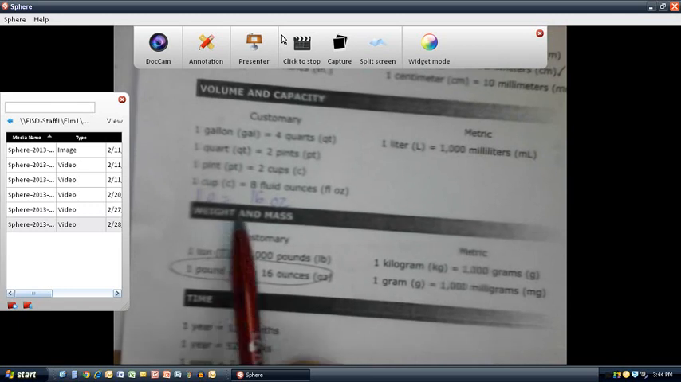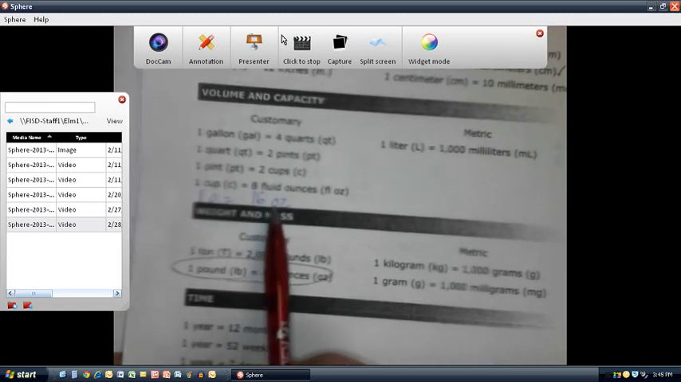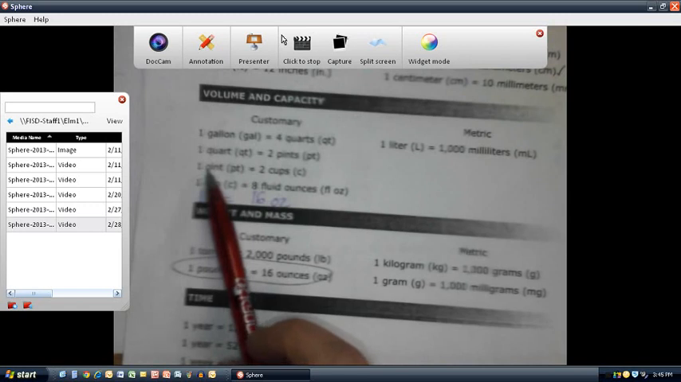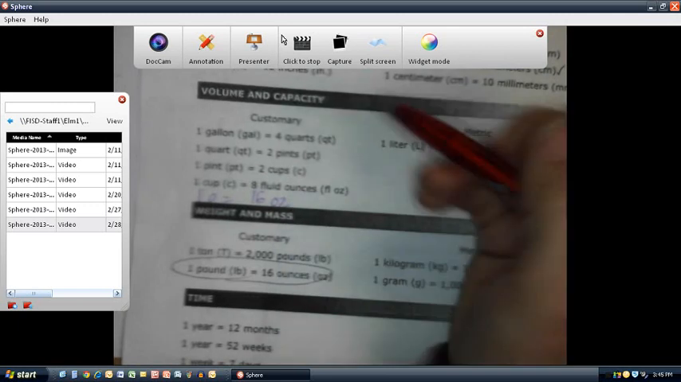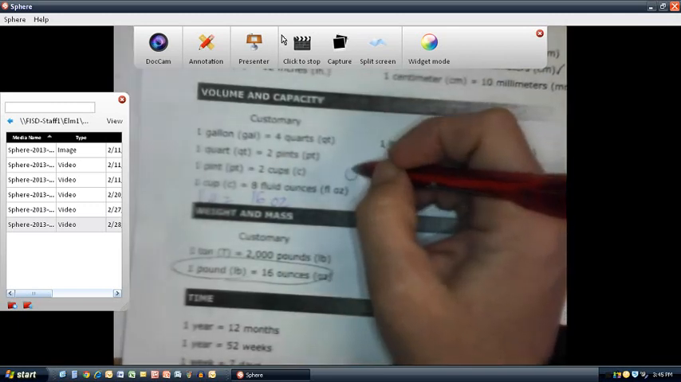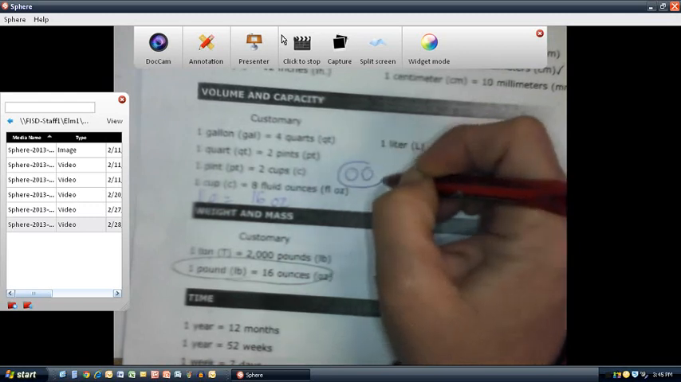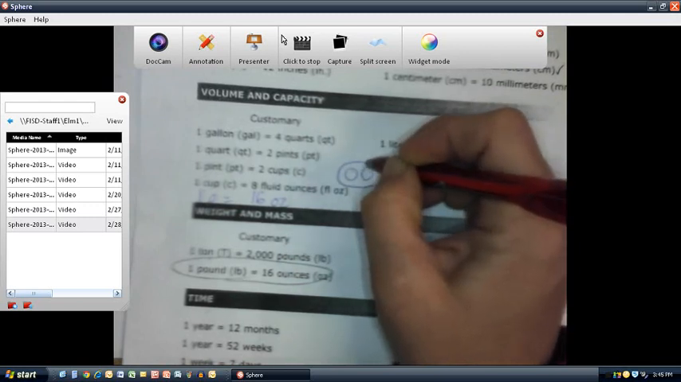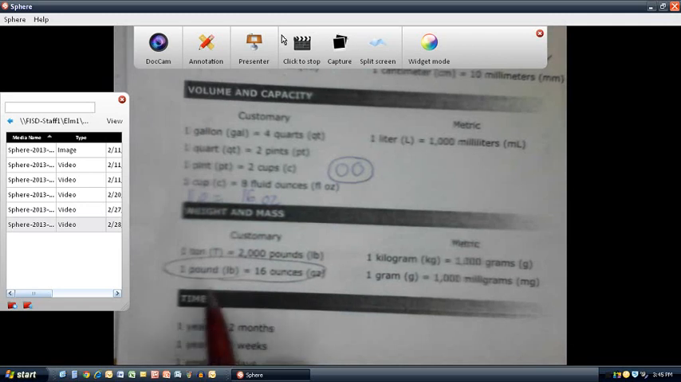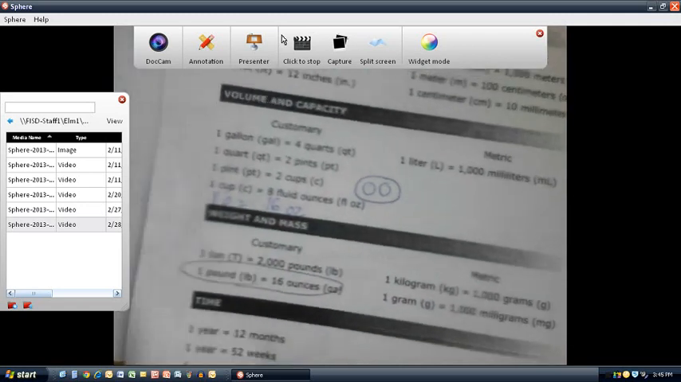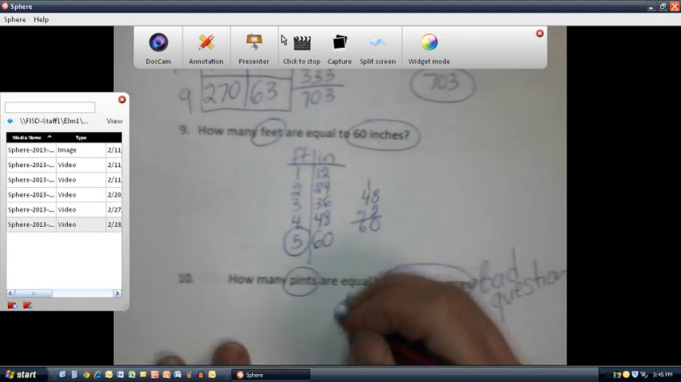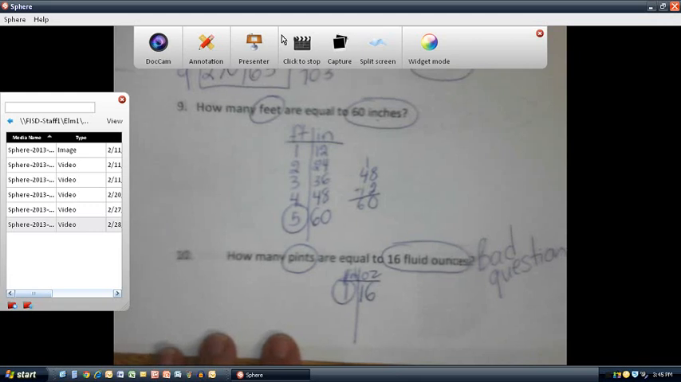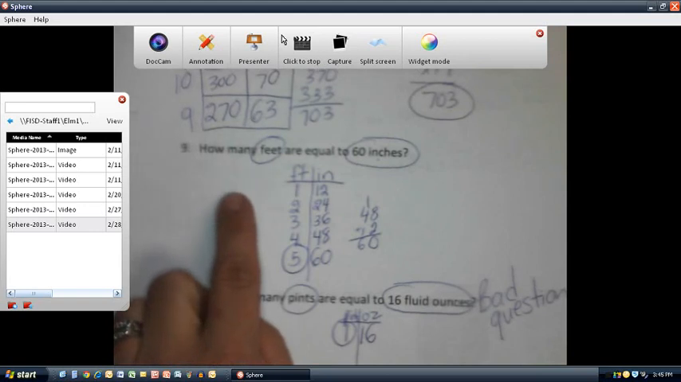Now, I wrote this one in for this problem, but if I know that 1 pint equals 2 cups and 1 cup equals 8 ounces, then I can gather that these 2 cups are a pint, and so if I had 16 of them, that would be a pint. So 1 pint is 16 ounces. So the answer would be 1. And again, you're not going to have one like that on your CBA. You'll have one more like number 9.